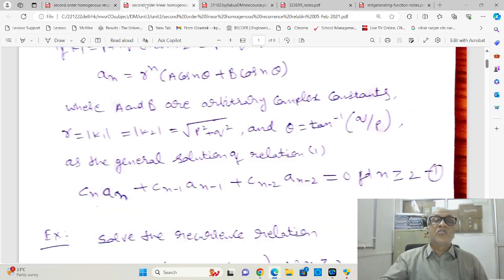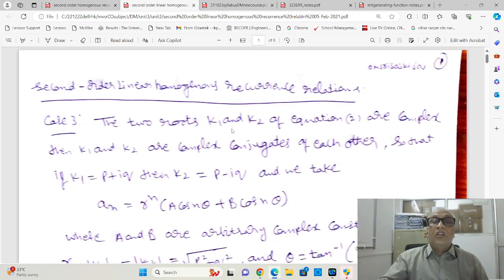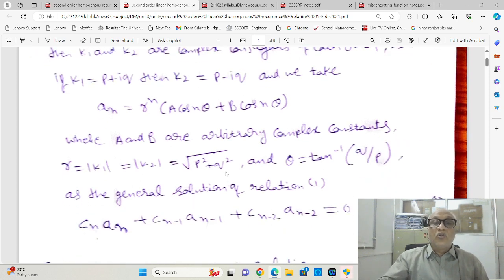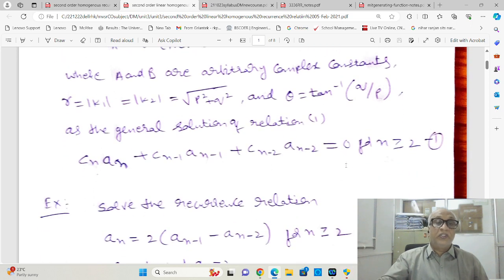The third case we also mentioned, where k1, k2 are complex. Then k1 equal to p plus iq, k2 equal to p minus iq, and an equal to r to the power of n, (a cos n theta plus b sin n theta), where r equal to root of p square plus q square, theta equal to tan inverse of q by p.